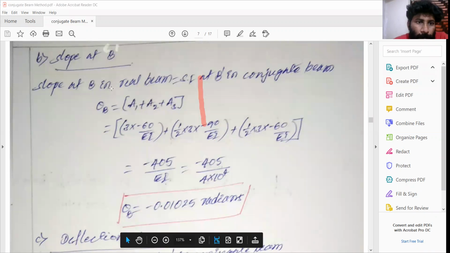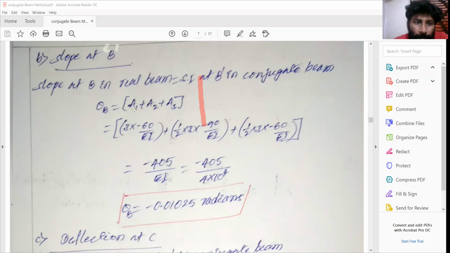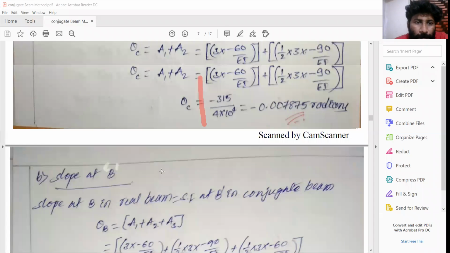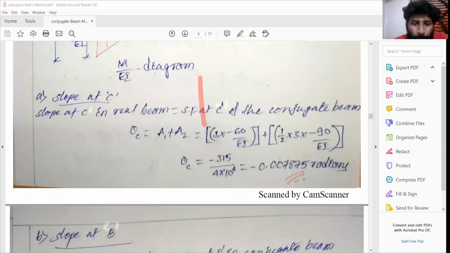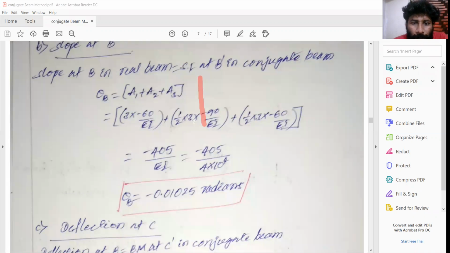So slope at B in the real beam is equal to shear force at B in the conjugate beam. So theta B is equal to A1 plus A2 plus A3. All these are the areas of the loads given by the M by EI diagram loading. You just multiply them, so the addition of those areas will be the total force acting left of the section. And again, it's a negative bending moment diagram, so the load acts in the upward direction. So it's a negative value.